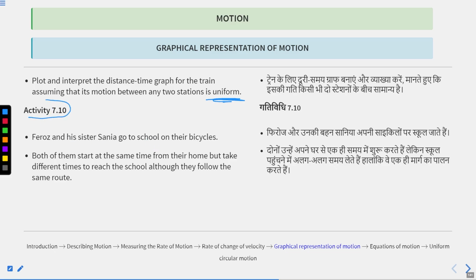The next activity is 7.10. Feroz and his sister Sanya go to school on their bicycles. Both of them start at the same time from their home but take different times to reach the school. They follow the same route.